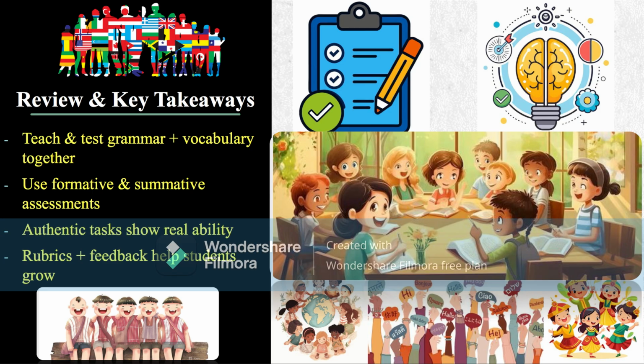Third, authentic tasks like role plays, picture descriptions, or writing activities show students' real ability to use language. They are more meaningful than just memorizing rules. Fourth, using rubrics and feedback helps students see where they are doing well and where they can improve. Feedback guides students to grow and build confidence in their language skills.